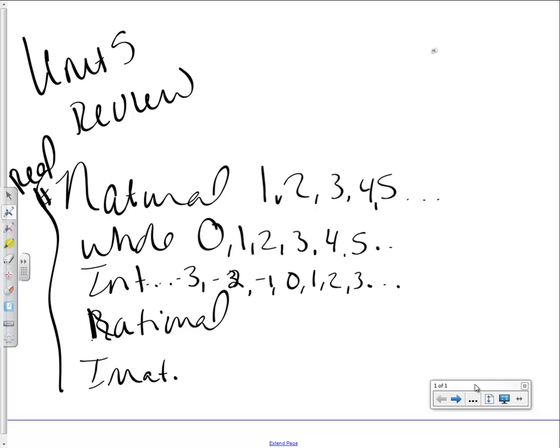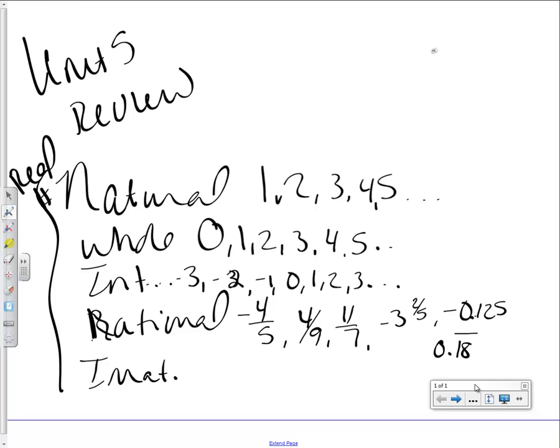Rational numbers are your decimals, your fractions, positive or negative, doesn't matter. They can be proper, improper, any of them, as long as, when you divide them and you get decimals, your decimals are repeating or terminating. So here are some examples of rational numbers. Okay, irrational numbers are those not so pretty numbers.